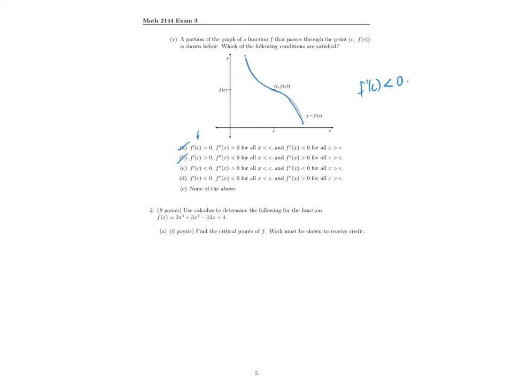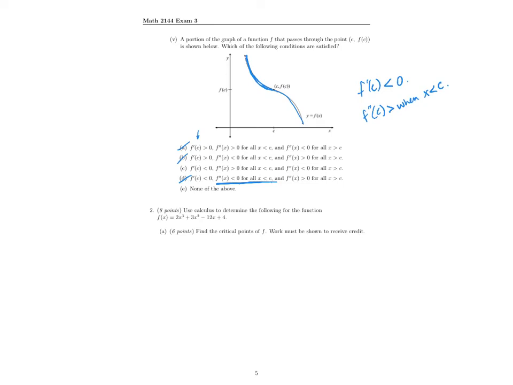Then I know if I look at this that f is concave up when x is less than c. So f double prime of c is positive when x is less than c. So let's look for that one. So this one can be ruled out. F prime of c is less than 0 because this part fails. F double prime should be greater than 0 for x less than c.